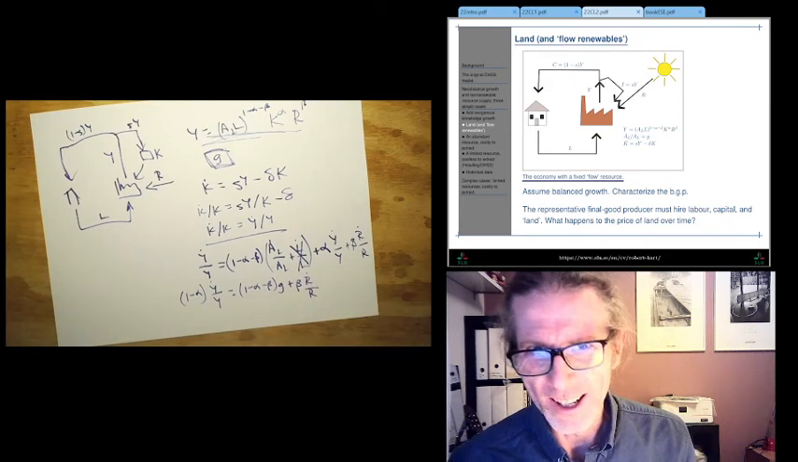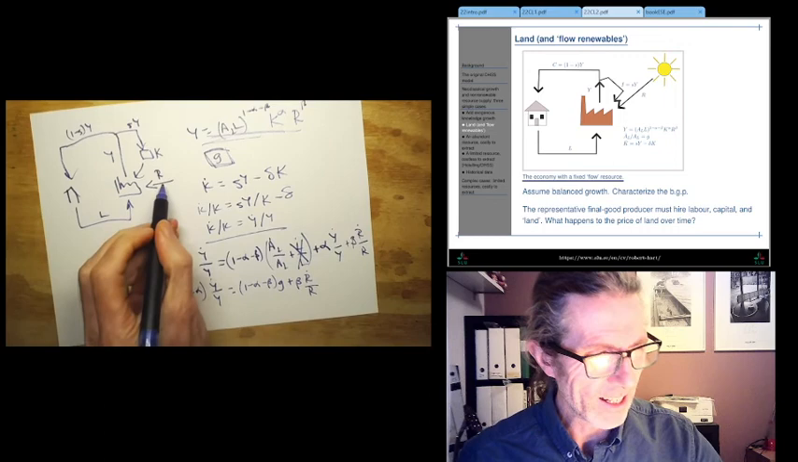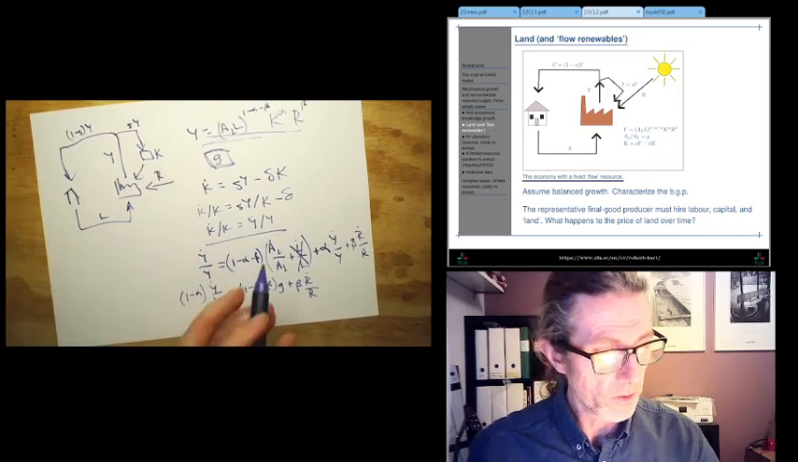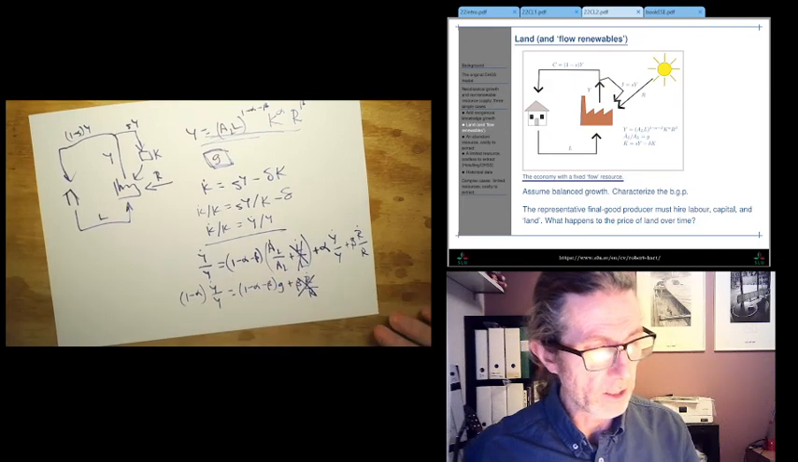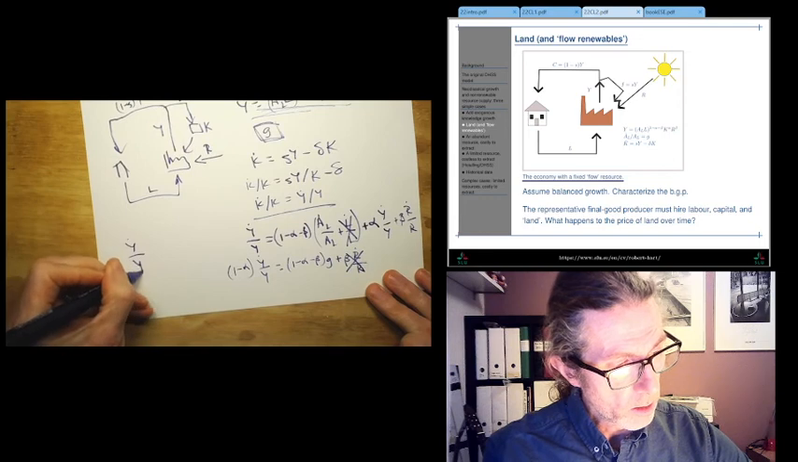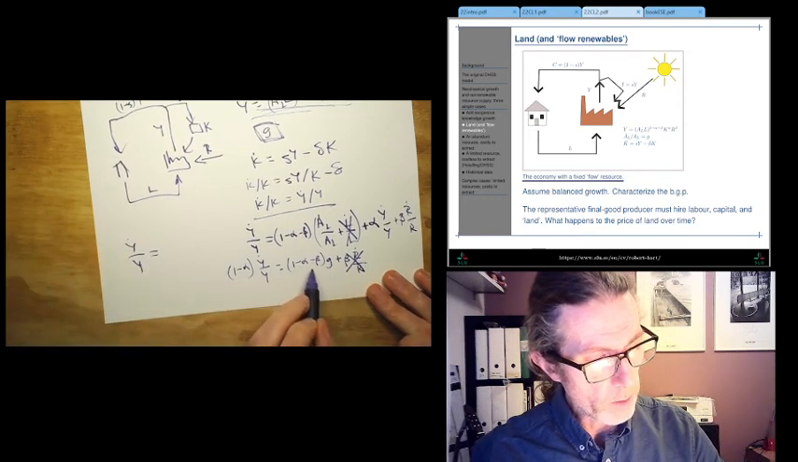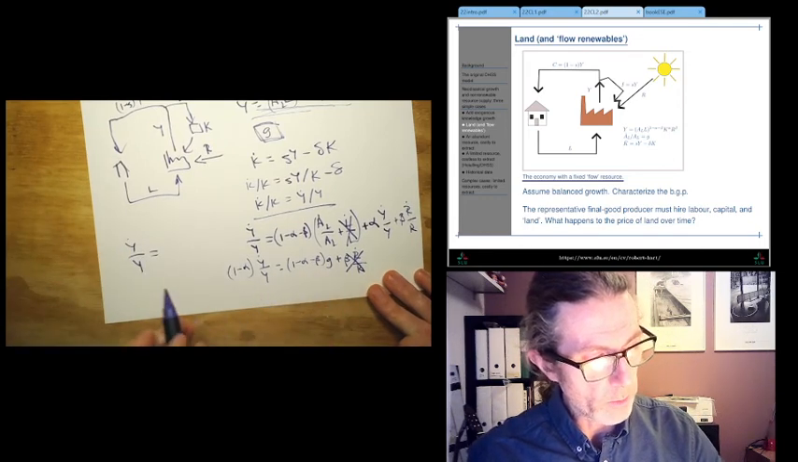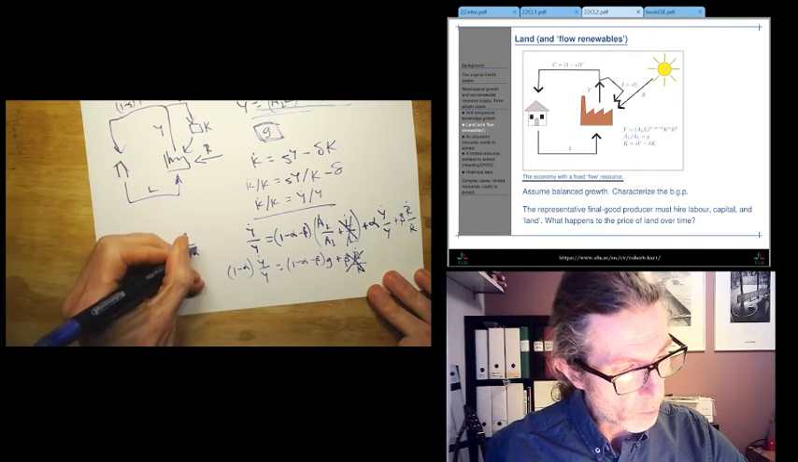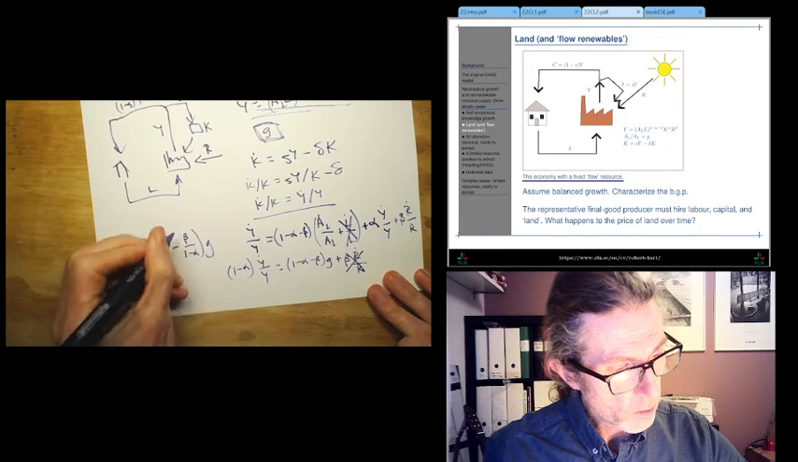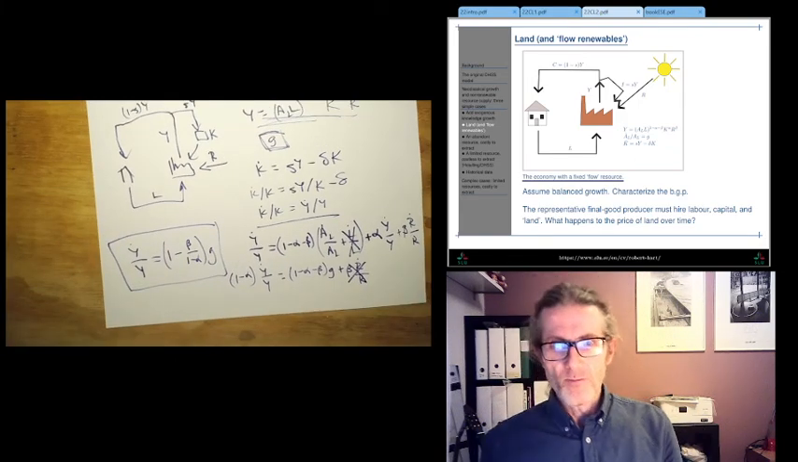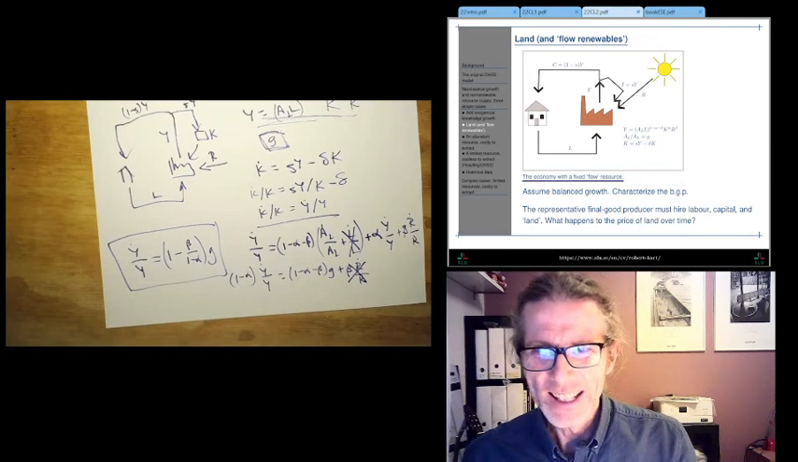What is R dot over R? R is just land, or the flow of sunshine if you like. It's constant, so R dot over R is 0. So we've got our answer. Y dot over Y is 1 minus alpha minus beta g over 1 minus alpha, which is 1 minus beta over 1 minus alpha g. Okay, we're done. It's pretty straightforward.